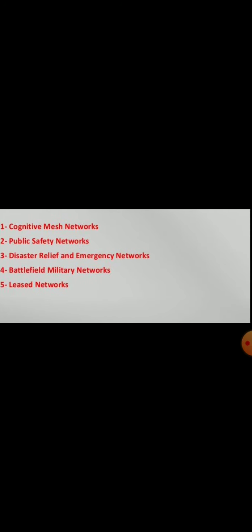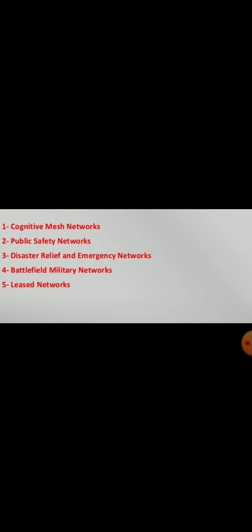What are the applications of cognitive radio? It is very much used in public safety networks, cognitive mesh networks, leased networks, and battlefield military networks. Cognitive radio as well as software defined radio are very much used in military applications. The basic terms and the entire concept of cognitive radio are used in real time in the military, and also in disaster relief and emergency networks. These are the applications of cognitive radio.